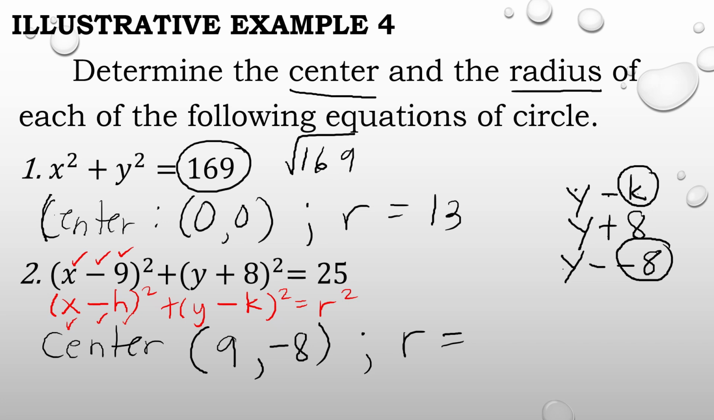So the technique here is if it is x minus 9, the value of h is positive 9. If it is y plus 8, then the value of k is negative 8, not positive 8. Okay, so for 25, get the square root of 25, and that is positive 5. Therefore, the center is at 9 comma negative 8, and the radius is positive 5.